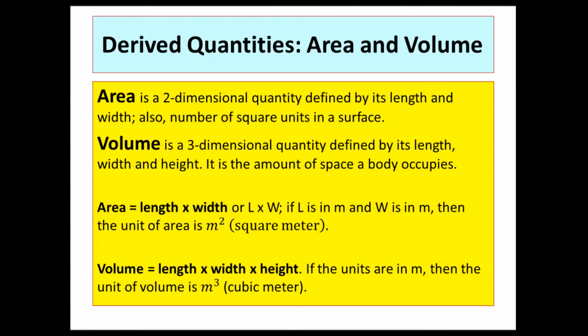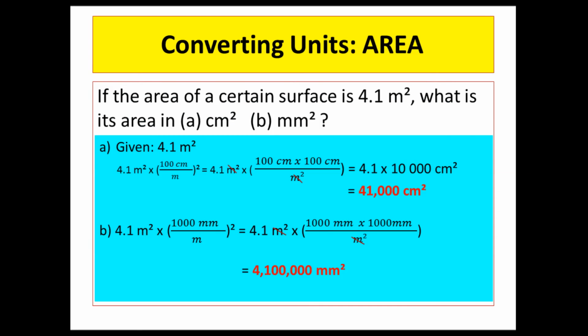Next, we have derived quantities like area, volume, and other units. In converting units for area, we have this procedure. So for example, what is the area of a certain floor space, which is 4.1 square meter, in terms of centimeter squared and millimeter squared? So again, we use the factor label method for this.